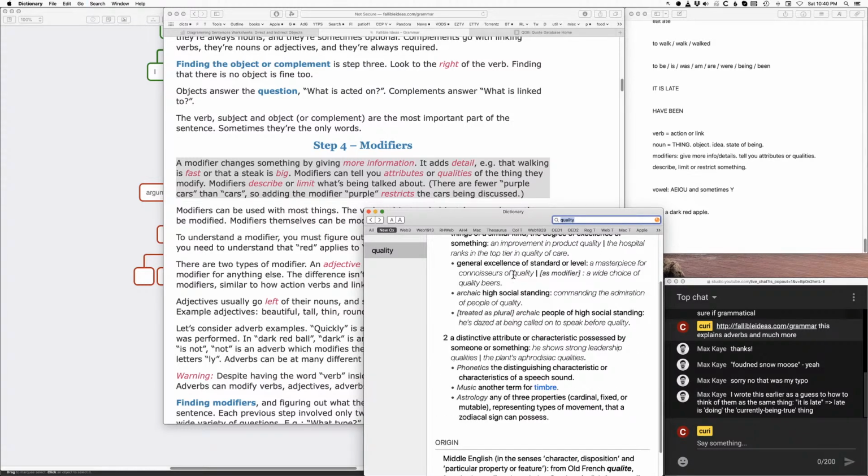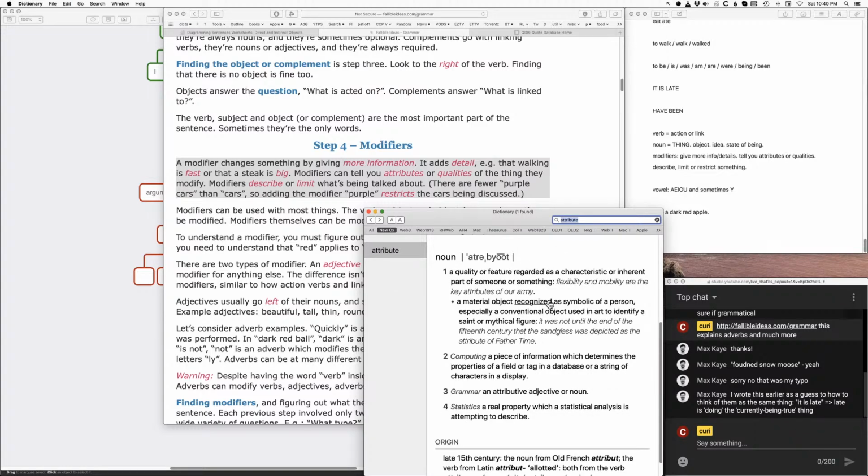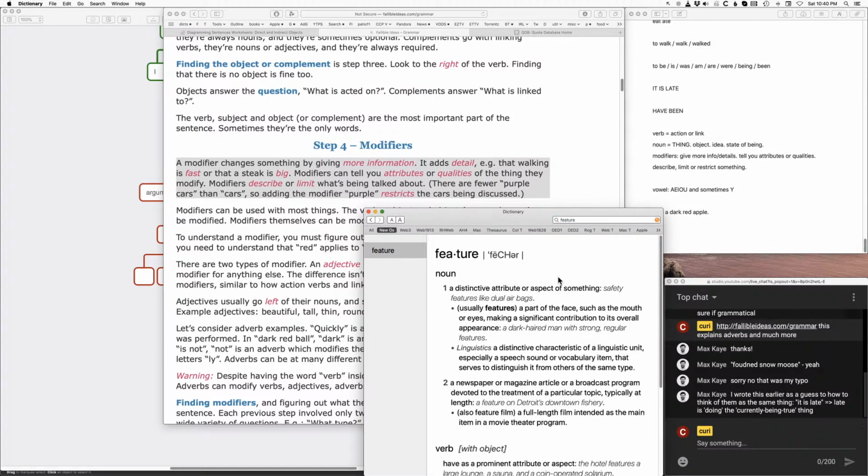Alright, so we looked up characteristic. Oh yeah, we didn't look up aspect. Oh no, we did. There was one of the words we didn't look up. Maybe it was feature. I don't know. Maybe I looked them all up. Anyway, hopefully you got the rough idea.